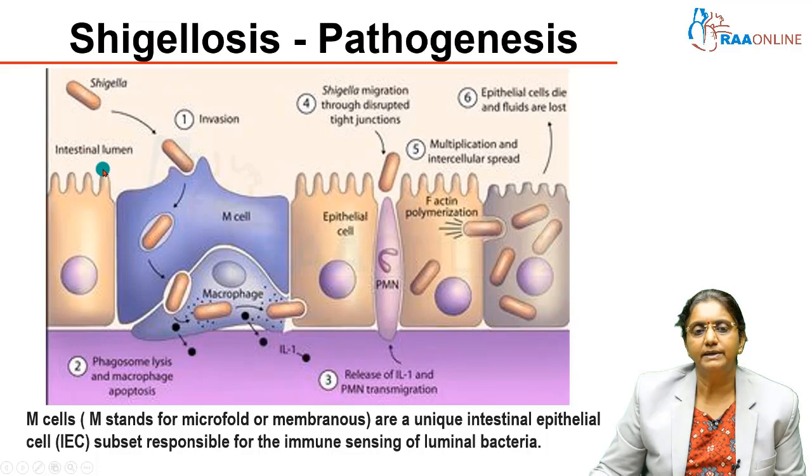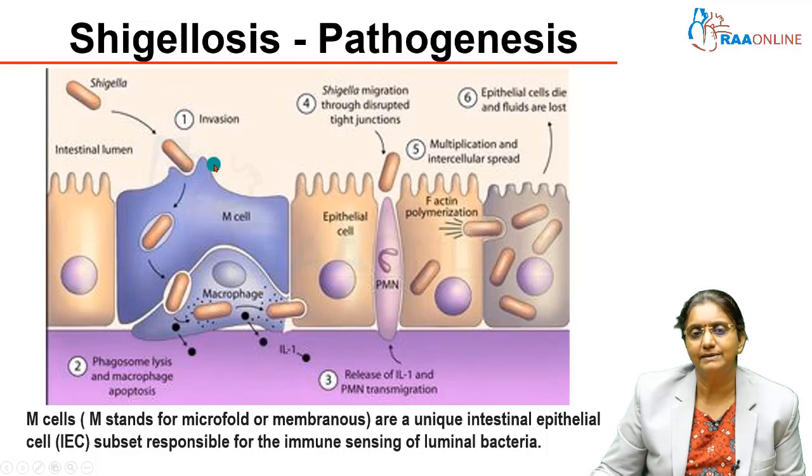The Shigella are entering into the intestine, and these are the M cells. They attach, and then they enter into the M cells. From there, they are taken up by the macrophages. What is this M cell? M stands for membranous or microfold cells. They are an important subset of the intestinal epithelial cells, or IEC, and they are responsible for immune sensing of all the luminal bacteria.